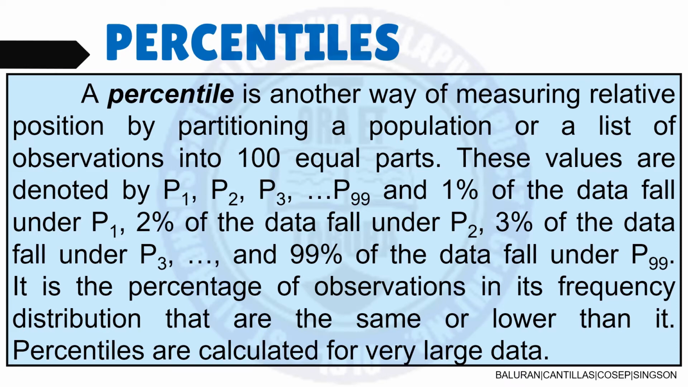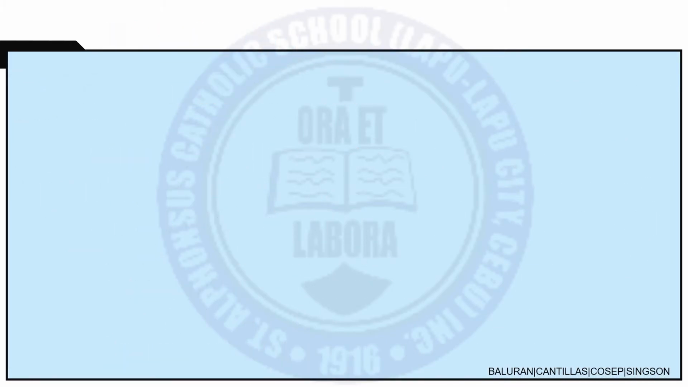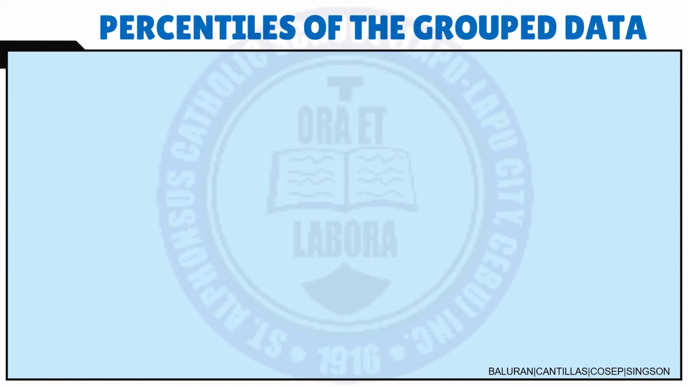It is the percentage of observations in its frequency distribution that are the same or lower than it. Percentiles are calculated for very large data. How do we compute the value of the percentiles of the group data?